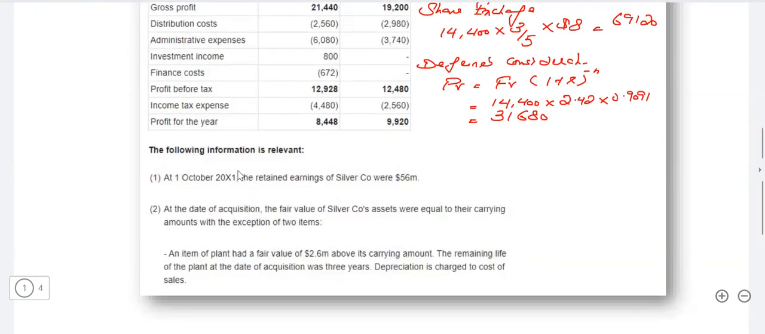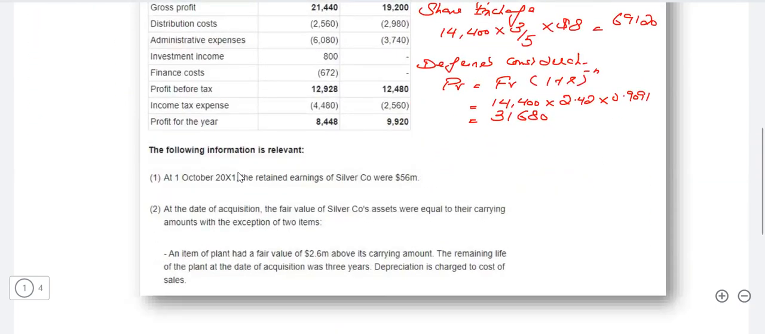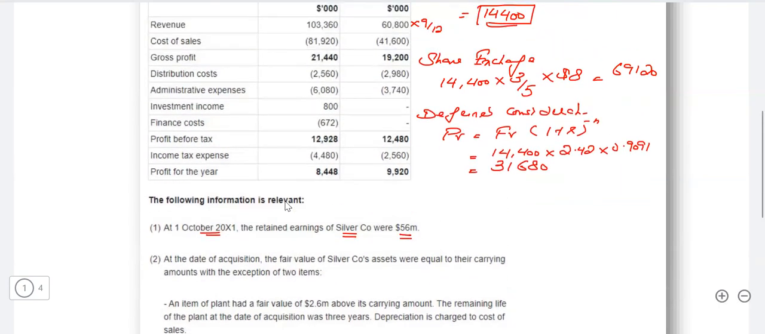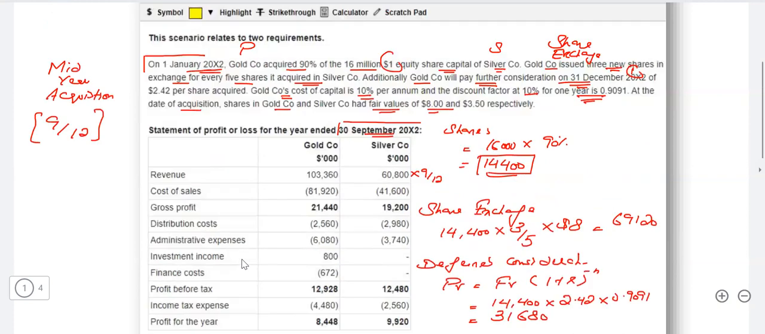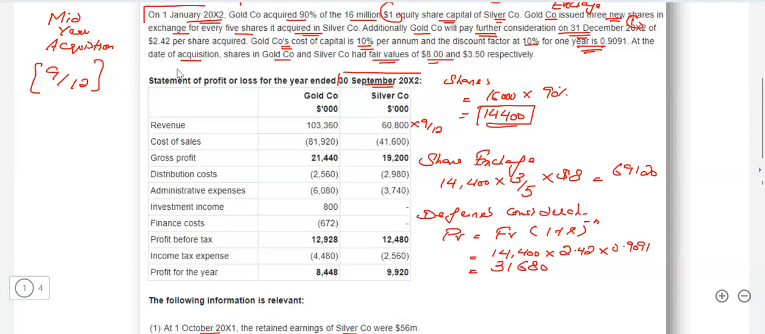Now we have the additional information, which is very relevant for the question, very important as well. At 1st October 20x1, the retained earnings of Silver Company were 56 million. Now, obviously, to calculate the net assets at acquisition, we need the retained earnings at acquisition. And they say at 1st October 20x1, the retained earnings of Silver Company were 56 million. And we have acquired on 1st January 20x2.